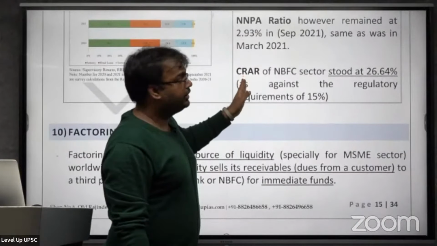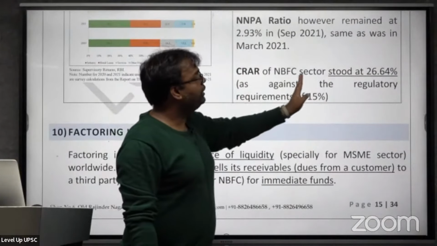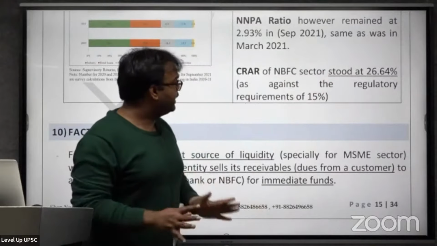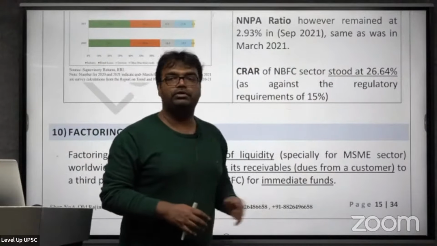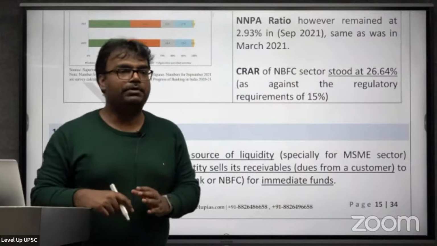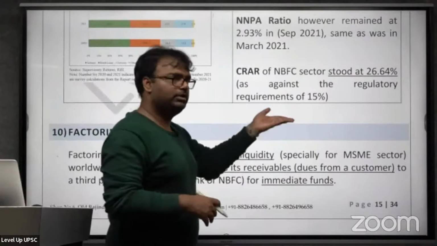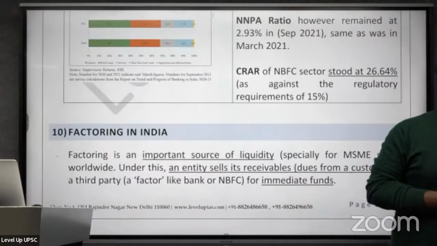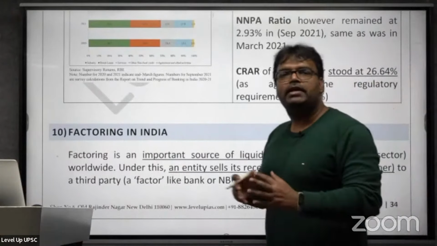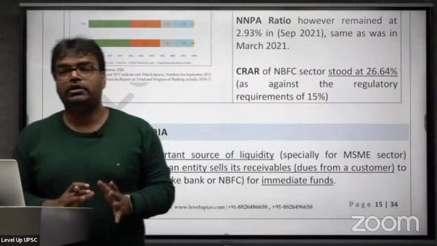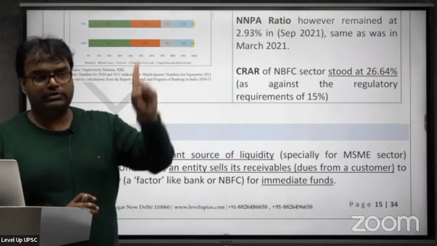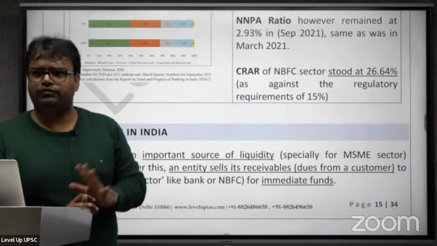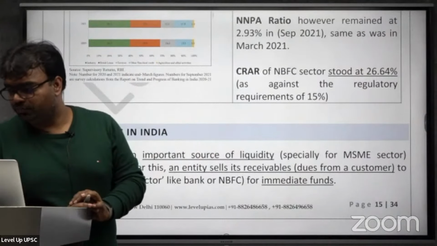Capital to risk-weighted asset ratio has stood at 26.64% against the regulatory requirement of 15%. So RBI says that your capital to risk-weighted asset ratio should be 15%, but in the case of NBFCs they have maintained a much higher capital to risk-weighted asset ratio. Fine. These are just updates. All the conceptual understanding part was there in the first section. Here, most of the things are very conceptual, so it would not be an issue.